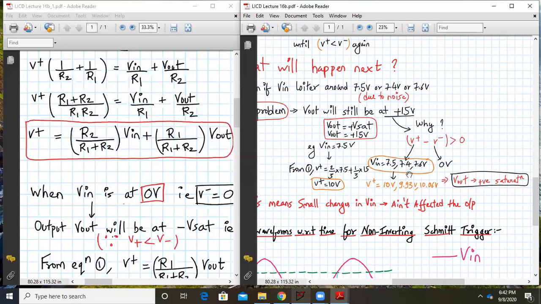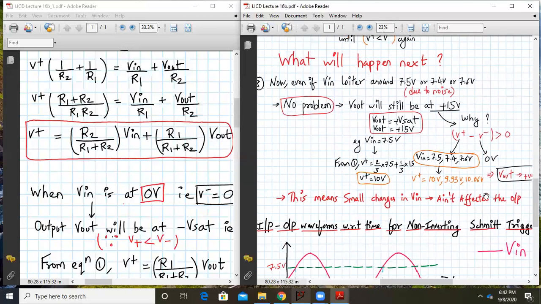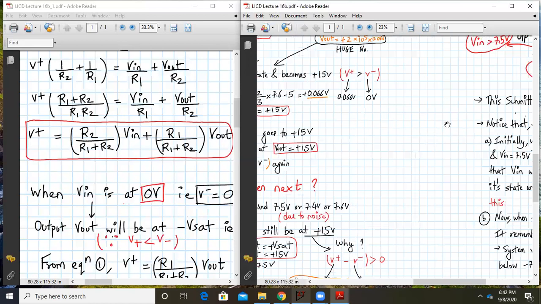Similarly, when V in is equal to 7.4, you can calculate it with a calculator, V plus will be at 9.93. And when V in is at 7.6, my V plus will be at 10.06. So all these values are much, much greater than V minus, which is at 0 volts. So my output will remain at positive saturation. What does that mean? This means that any small changes in V in aren't going to affect the output at all, right?